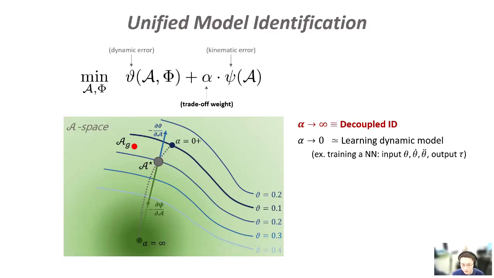We found it similar to some learning-based methods training a neural network, where the input is the joint states and the output is the joint torque. Instead of the neural network, our method is just using the physics-based rigid body dynamics.